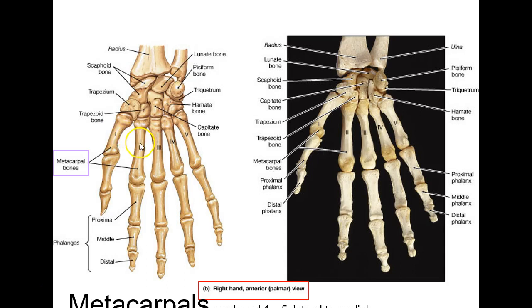These are metacarpals. These are little bitty long bones, remember, because they have epiphyseal lines or plates if you're young and growing. These are considered short bones. Okay? So you got to name these by number. Metacarpal number one over here by the thumb. Metacarpal number two. Metacarpal number three. Metacarpal number four. Metacarpal number five.